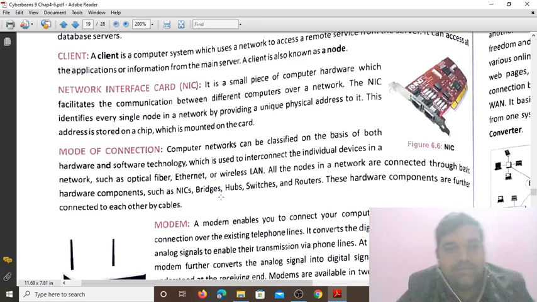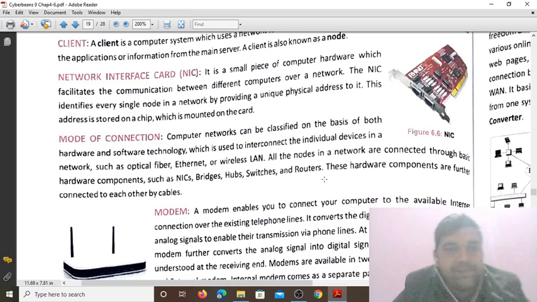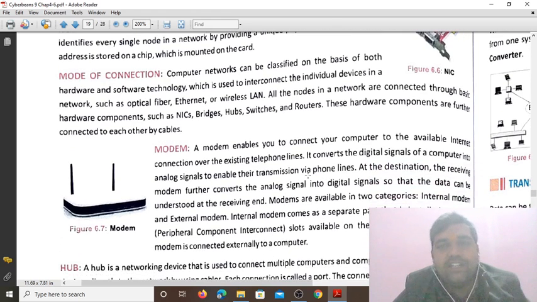So we need some components to establish the connection. The computer can be connected with the help of the NIC, the bridge, the hub, switches, and routers. We will discuss these also. These hardware components are further connected to each other by cables. Now these switches and routers are connected with the help of cables only. Nowadays we are getting wireless routers also.